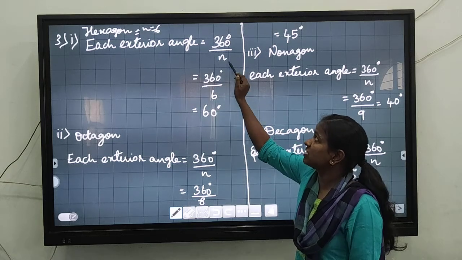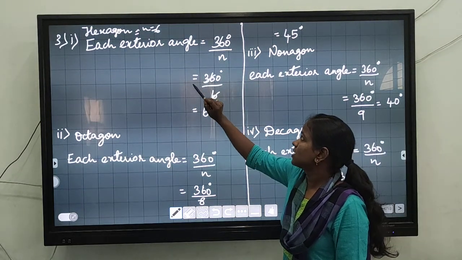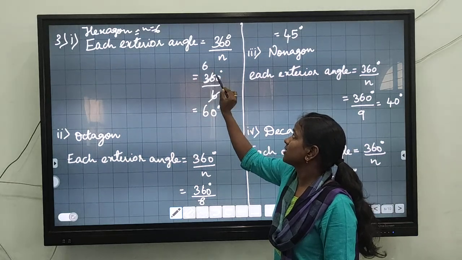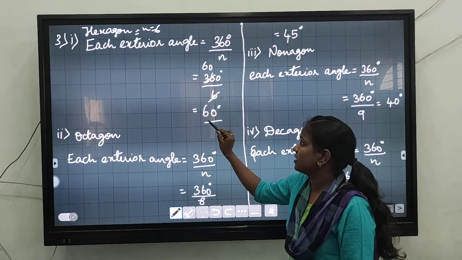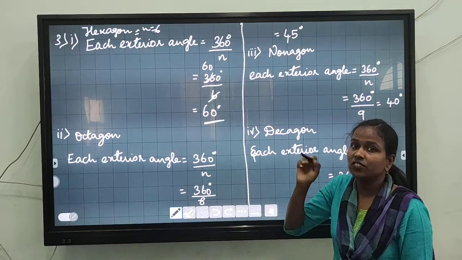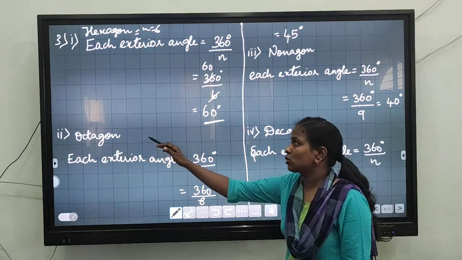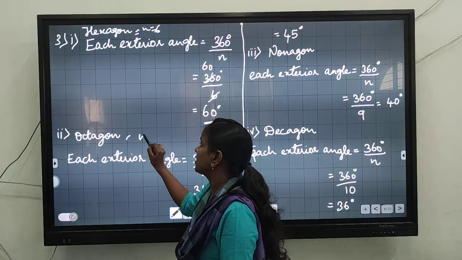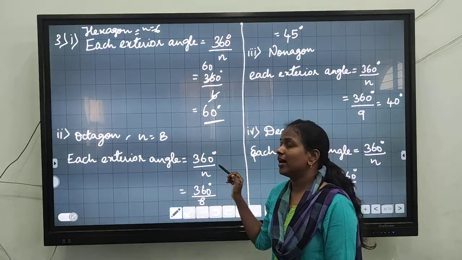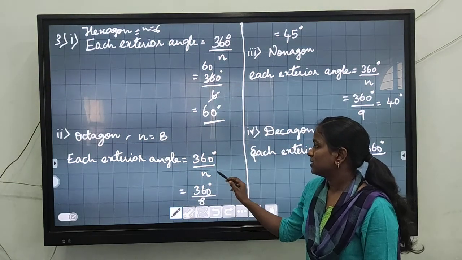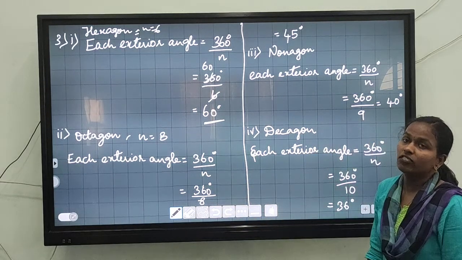So I am going to substitute 6 here. 1 6 are 6, 6 6 are 36, 0 will come. So each exterior angle is equal to 60 degree. Each of the angles in hexagon is equal to 60 degree. Next question, octagon. Octagon means it has 8 sides. So n equal to 8 here. Same formula, 360 degree divided by n. Substitute 8 in the n place. If you cancel that, you will get 45 degree.